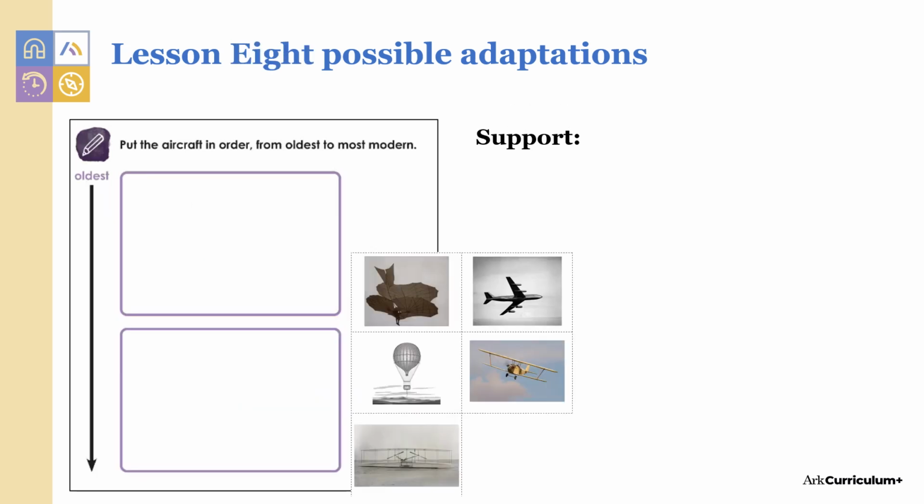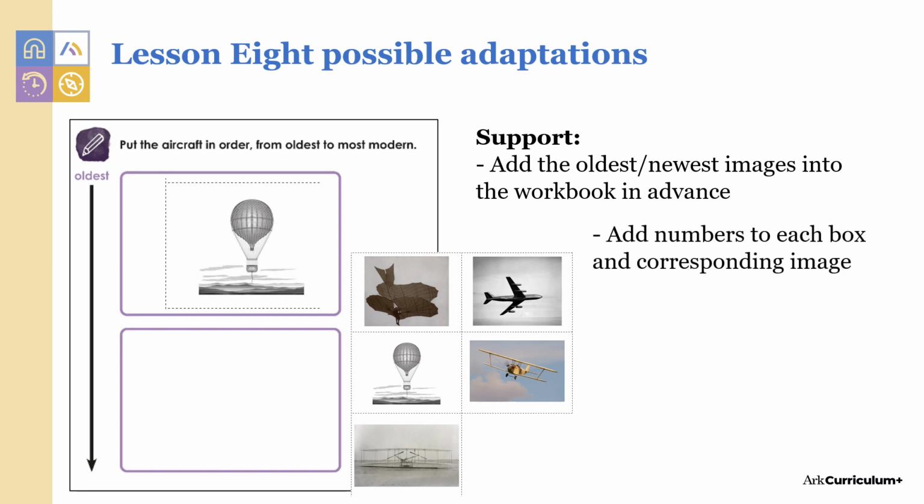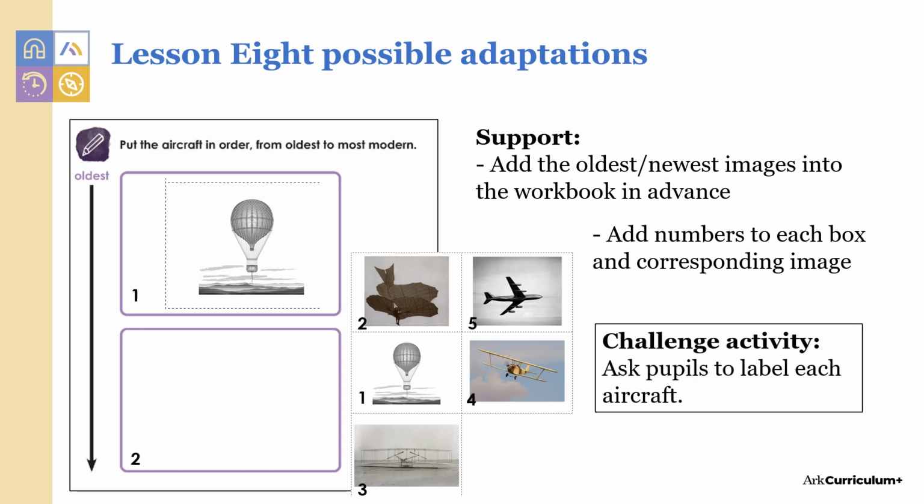In lesson 8, pupils are given 5 boxes over 2 pages to put the aircraft in order from oldest to most modern. Support pupils by adding the oldest or the most modern images to the workbook in advance. Add numbers to each box and corresponding image. And as a challenge, you could ask pupils to label each aircraft.